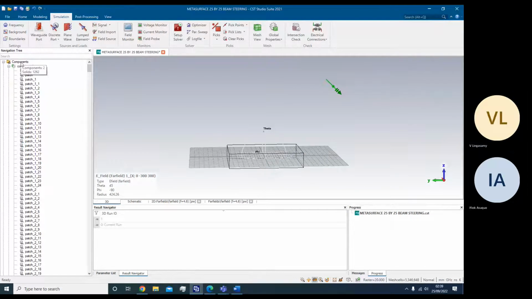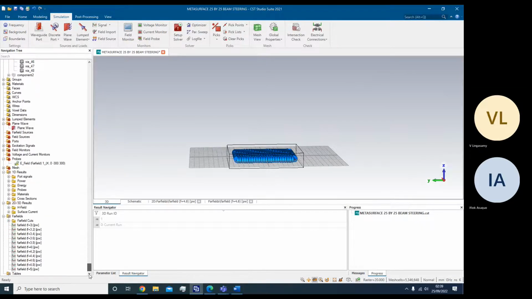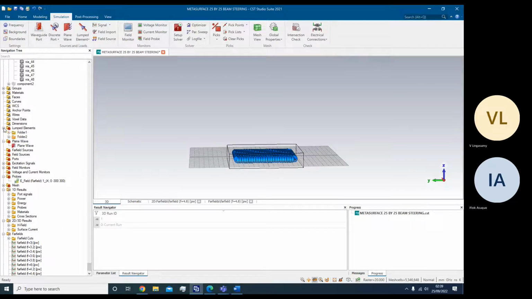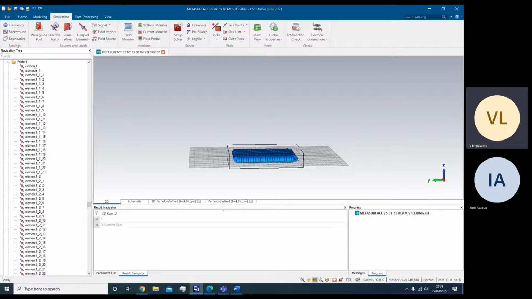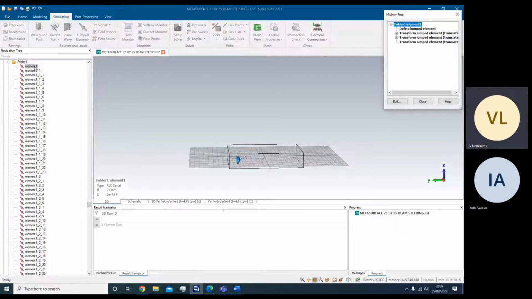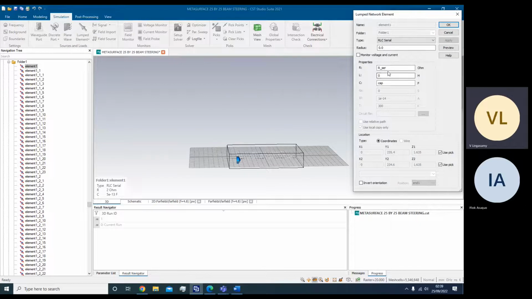So now I want to show you something. You know what I did? When you go to the lumped element, you can set the capacitor value here. It's another way. You can make it a diode or a lumped element. I put a series resistance of about 2 ohms.